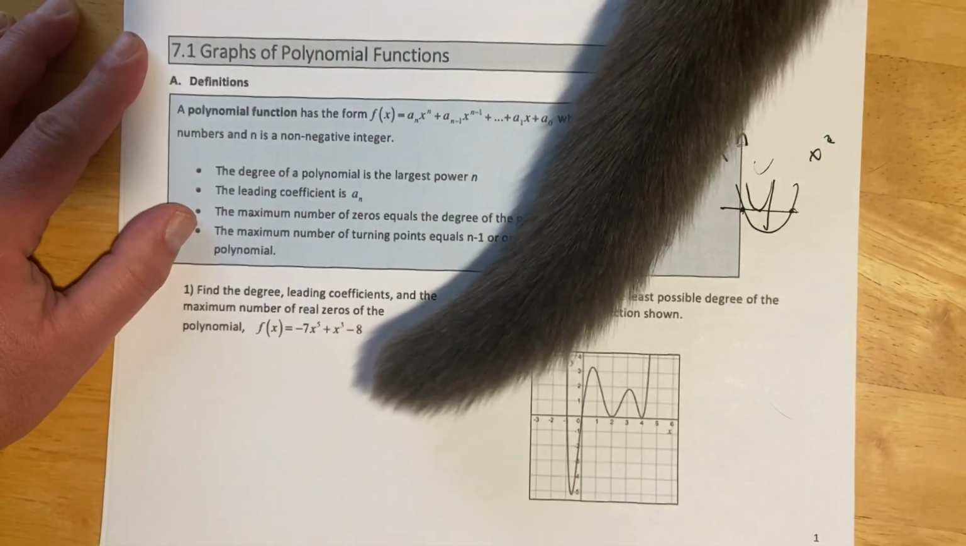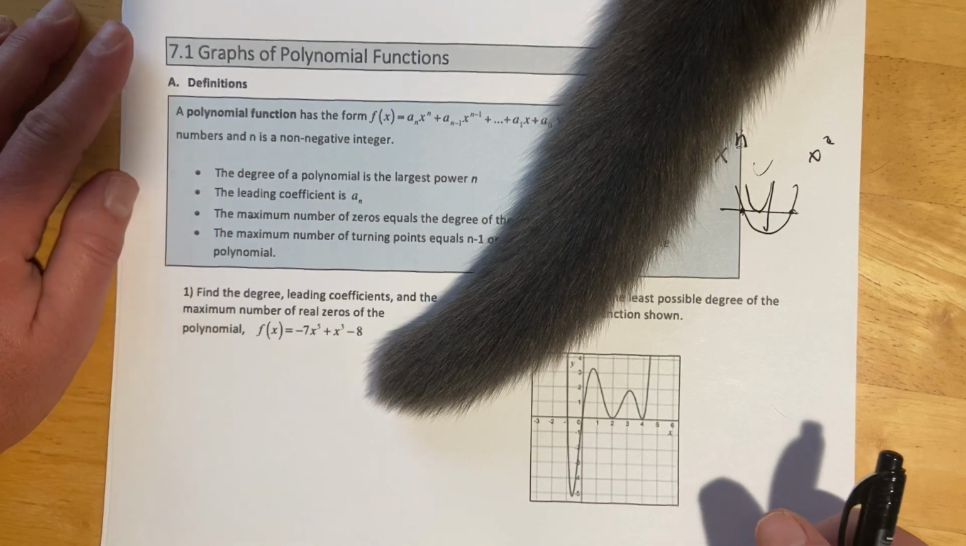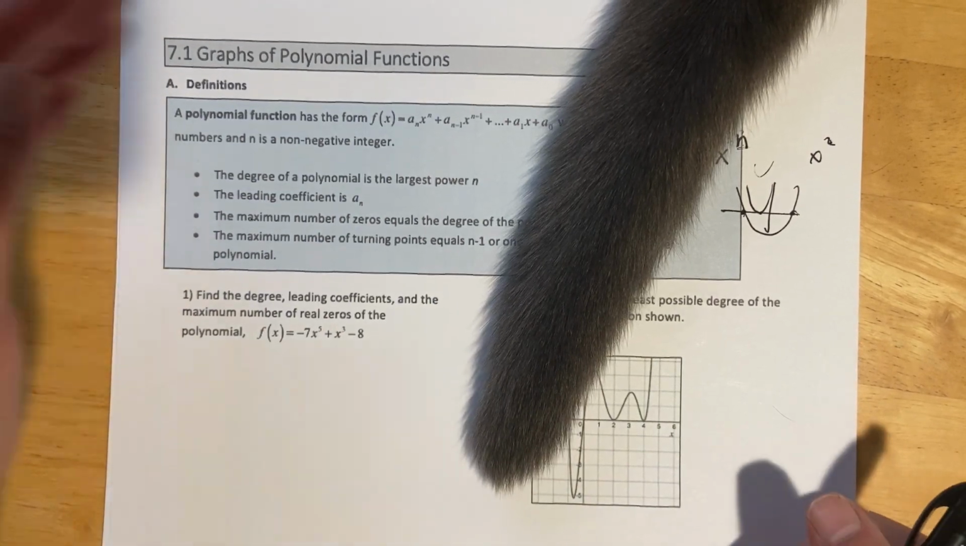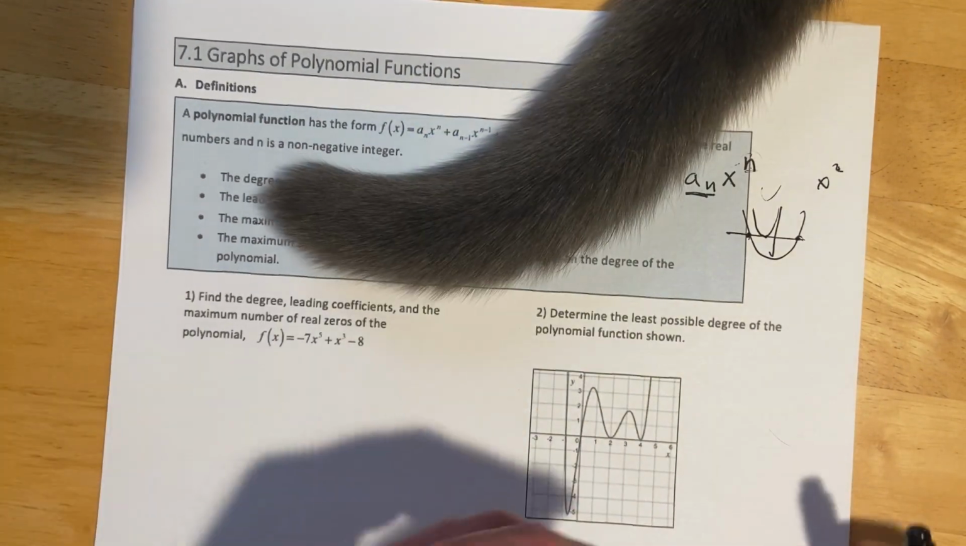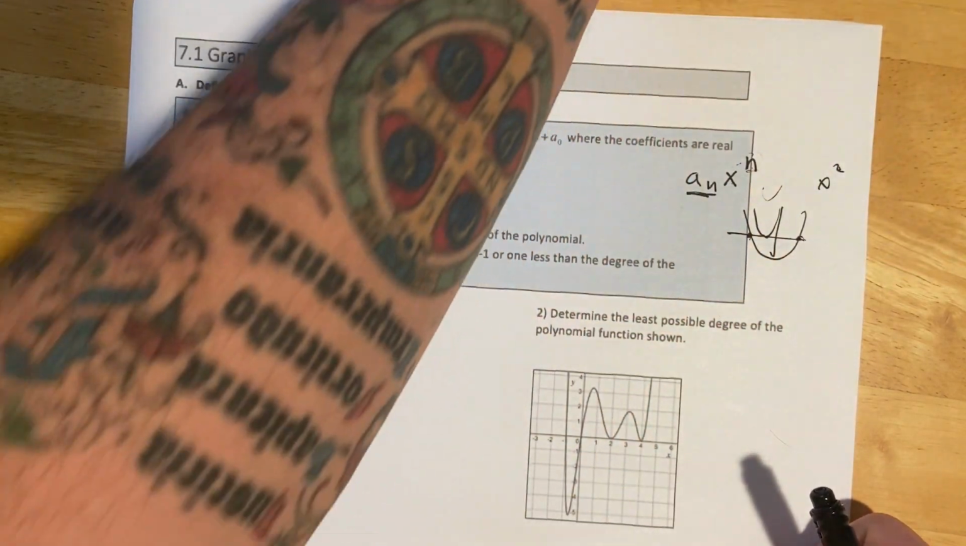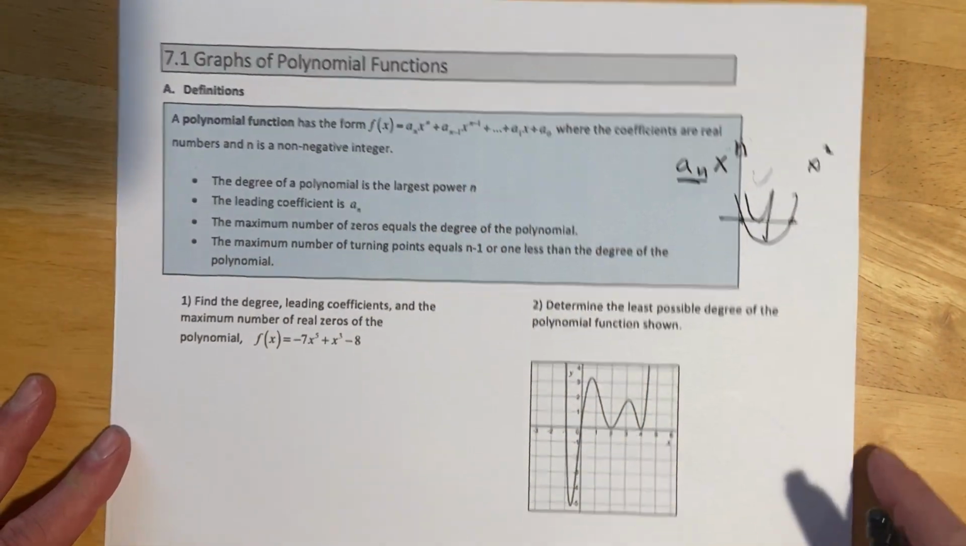Sorry, I'm getting tail bumped by a cat here. This is actually the second try of shooting this video, and the other two cats have already had appearances in the first one. Okay, Agatha, there we go.